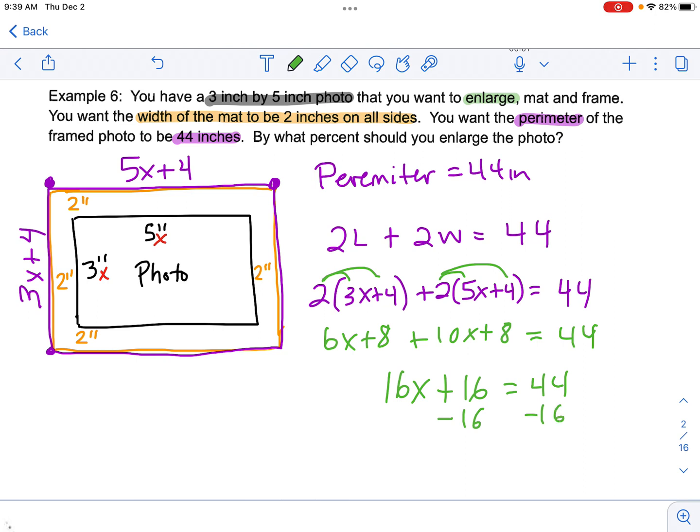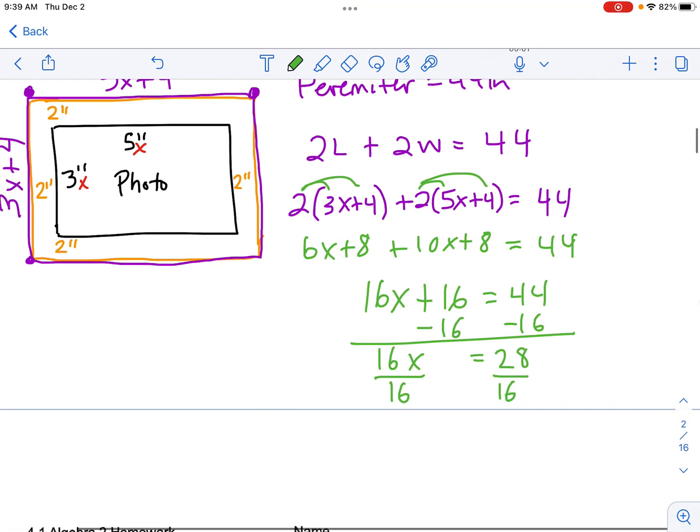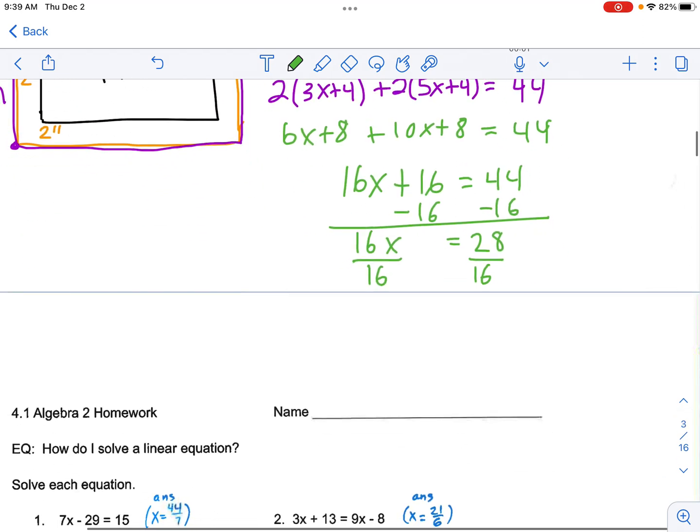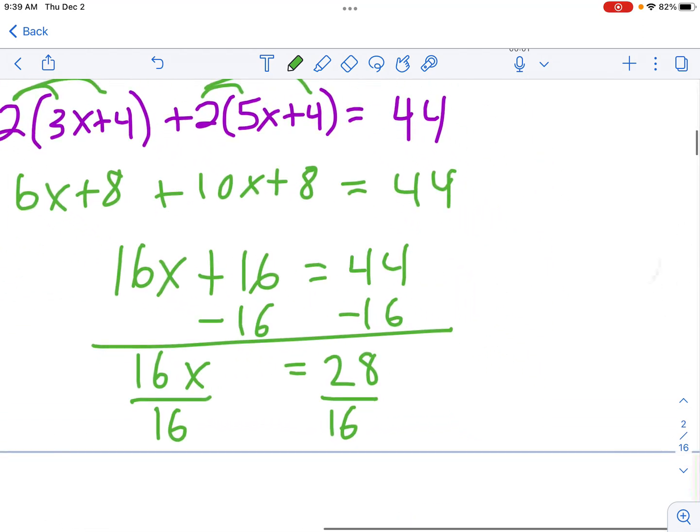And now we can go ahead and start to solve this by moving over the number. So we have 16x equals, let's see, 44 minus 16 is 28, and then divided by 16. So x is equal to, I'm going to reduce this.